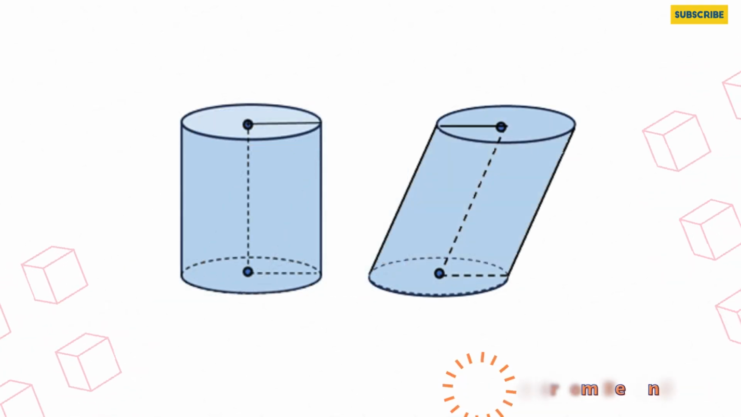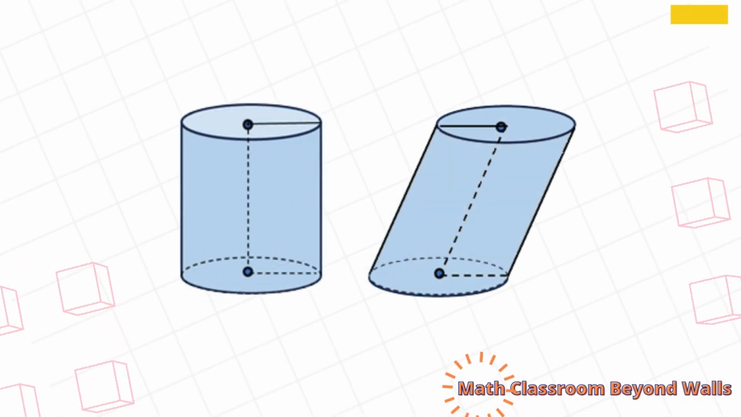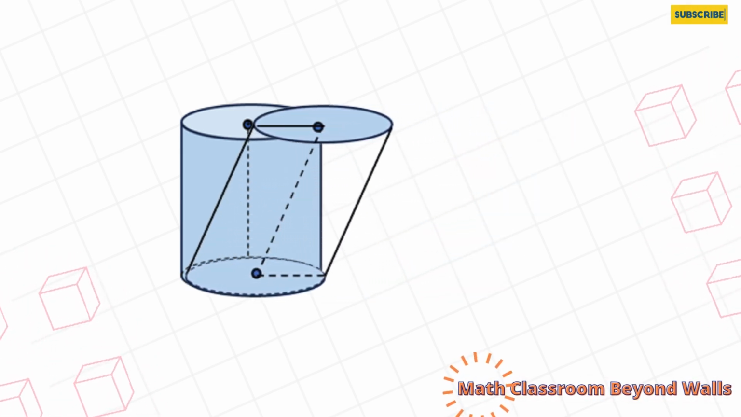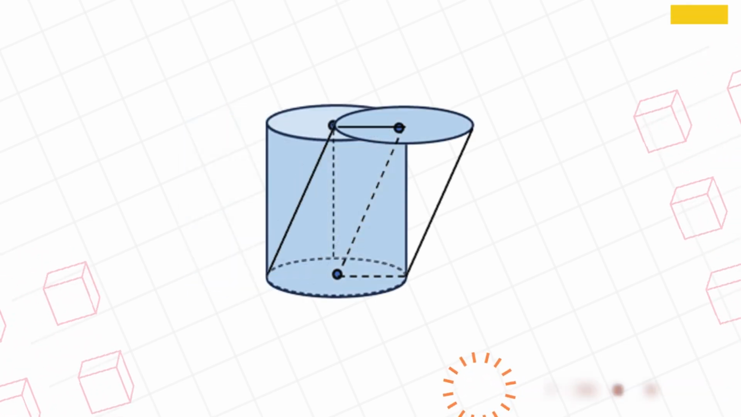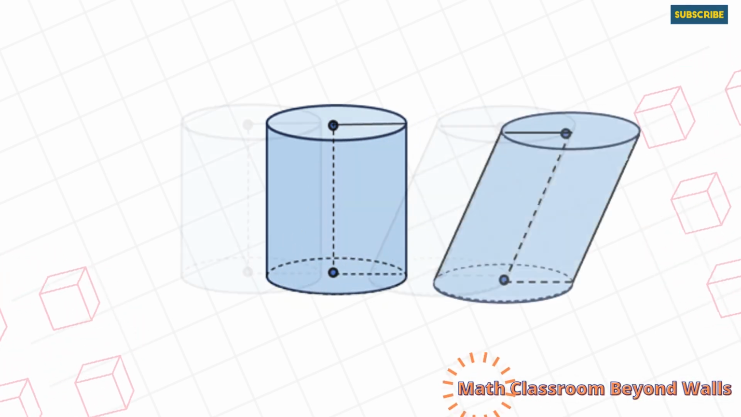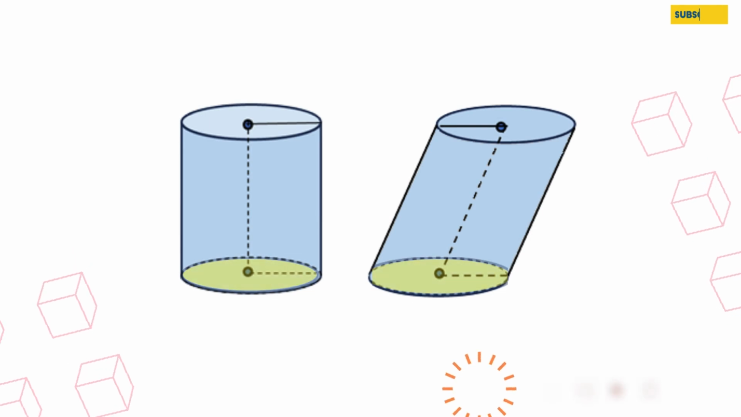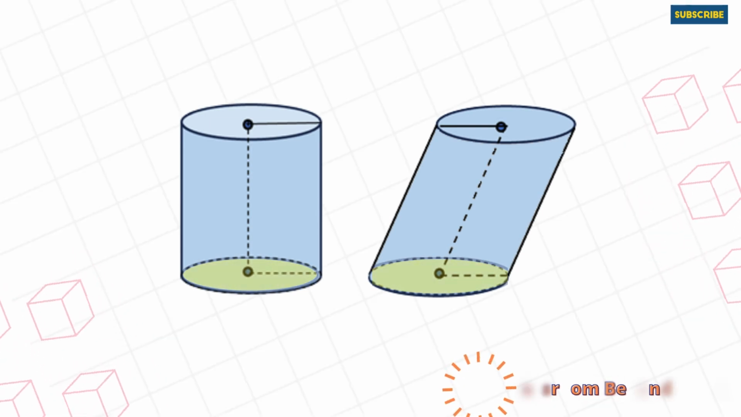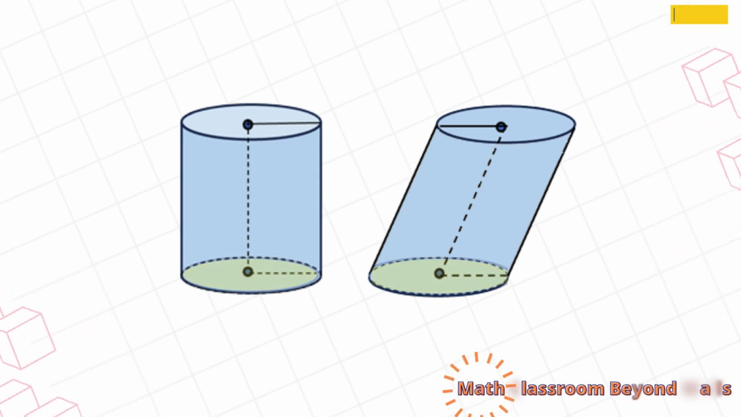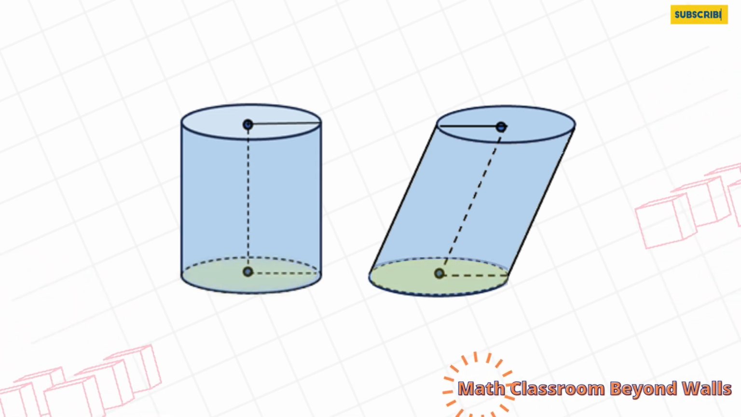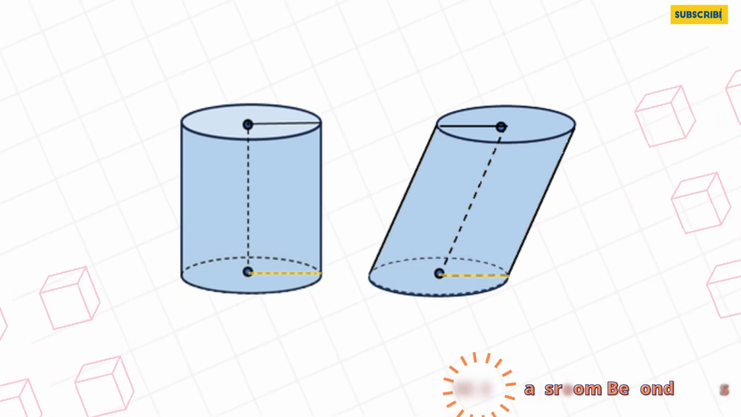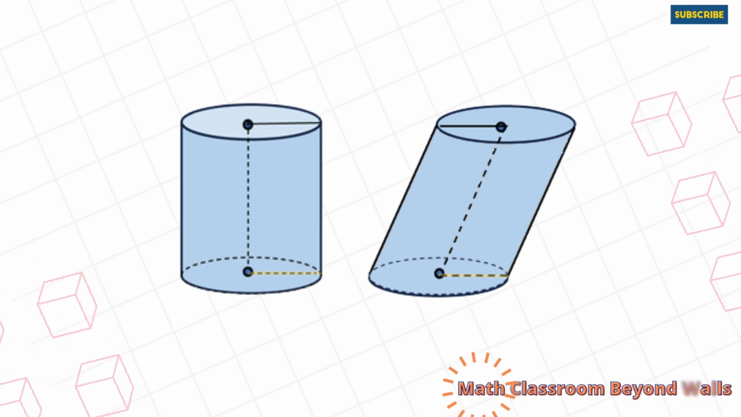What about their bases? How will you compare their bases? You're right again. They have congruent circular bases. Since the bases are congruent, what can you say about their areas? Okay, so the areas of the bases of each cylinder are the same. Now, if they have the same areas, what is true about the radius of each circular base? Great! The radii of each circle are equal.